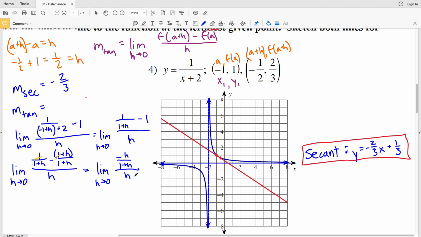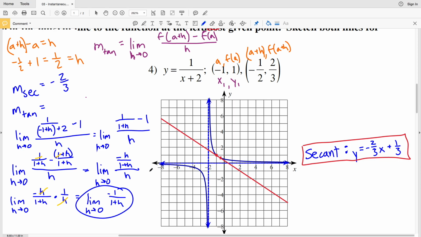Now I'm going to write this, as opposed to dividing by h, as multiplying by 1 over h, so you can see that my h's will cancel out. So I'll have the limit as h approaches 0 of negative h over 1 plus h times 1 over h. Negative h divided by h is a negative 1. So I'll have the limit as h approaches 0 of negative 1 over 1 plus h.